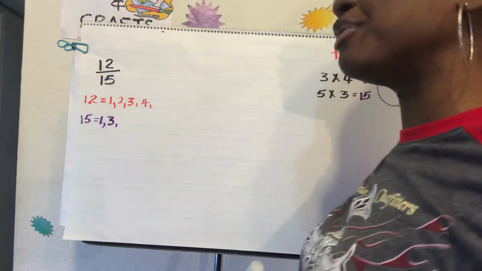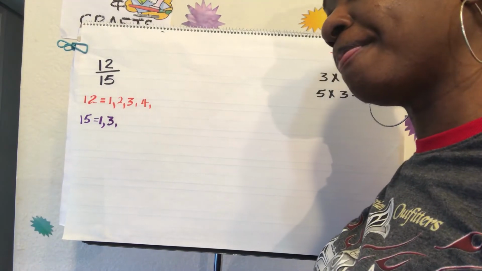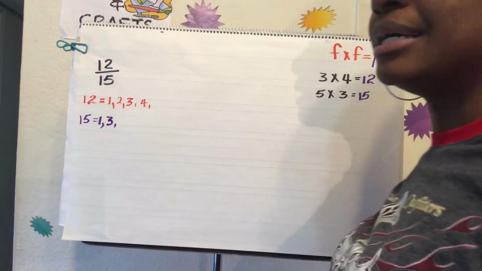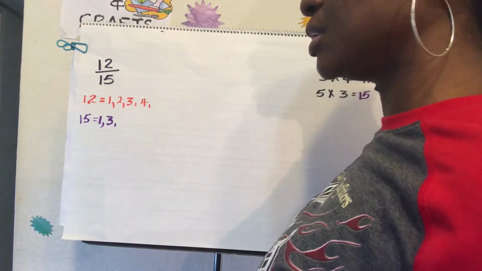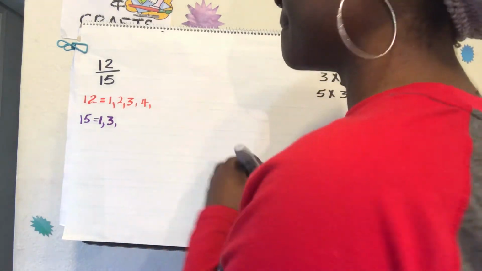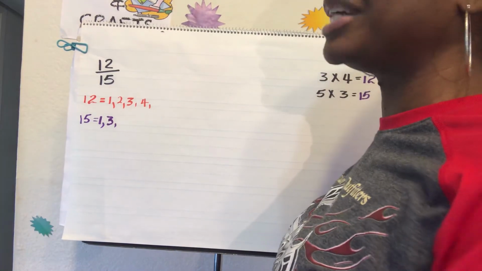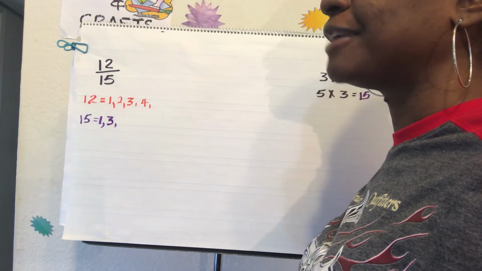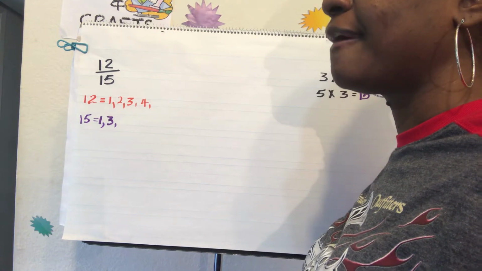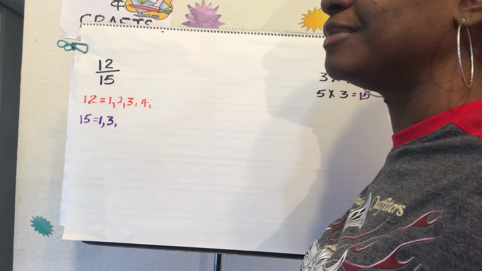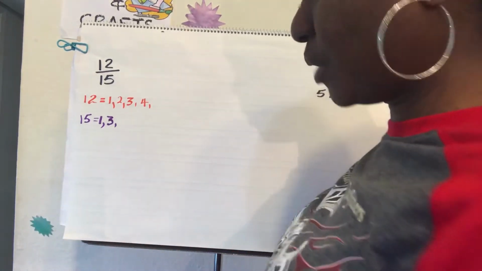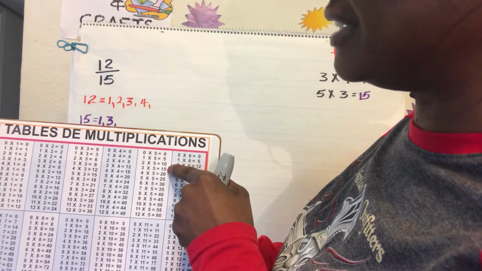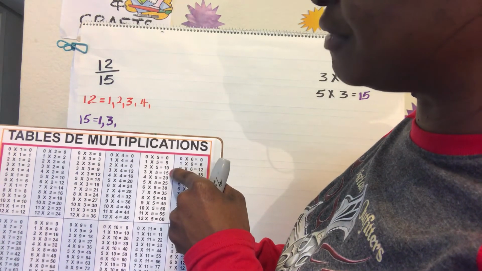What about 4? Can 4 go into 15? It cannot. Okay, so 4 is not going to work. What about 5? Can 5 go into 15? Another way, instead of looking at my chart, I could say it in my brain. 5 times 1 is 5. 5 times 2 is 10. 5 times 3 is 15. Oh, 15, yeah. It can work. Looking at my chart, my 5 times table, is there any 15? Yes, so definitely, 5 can go into 15.